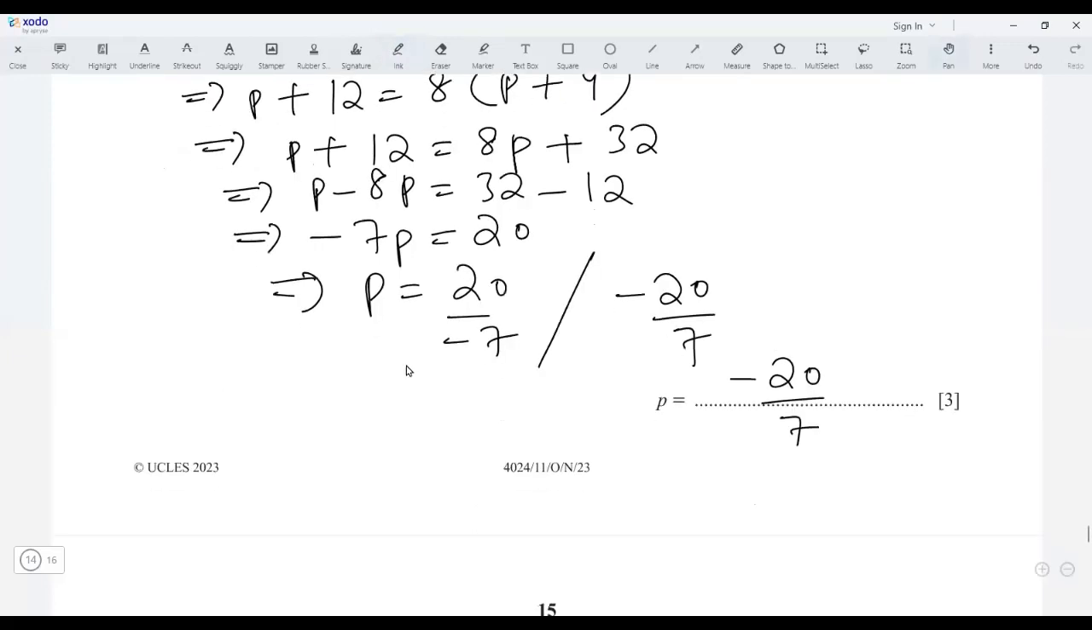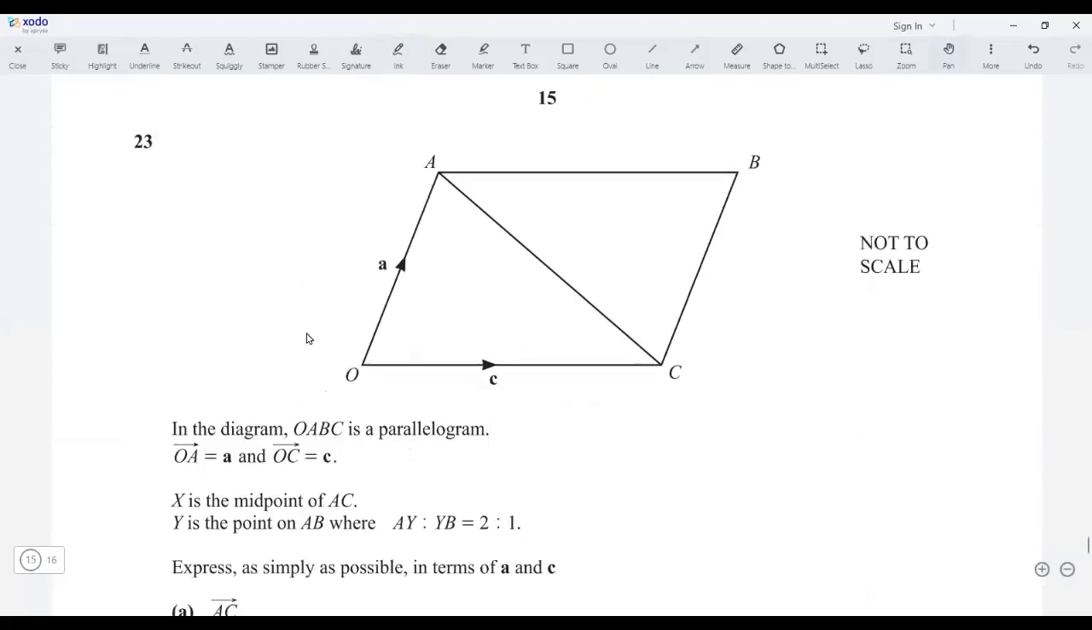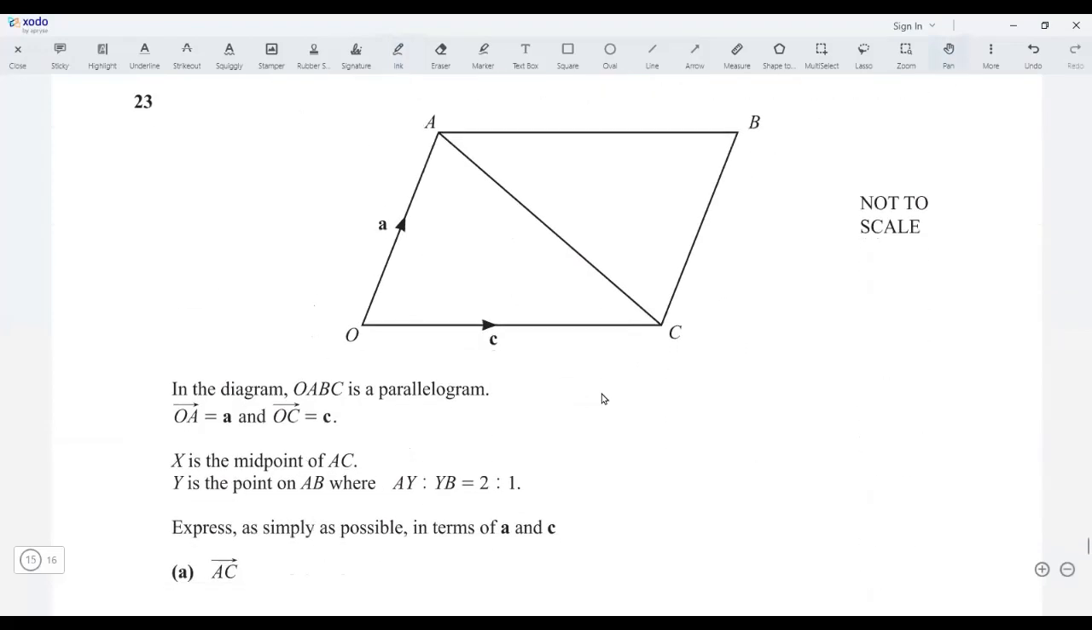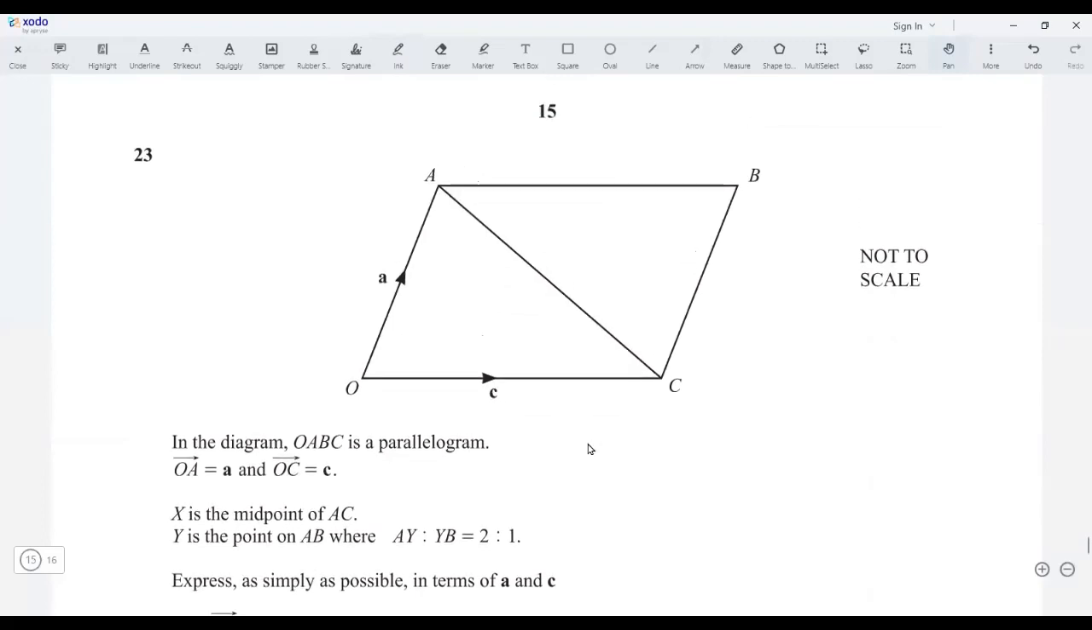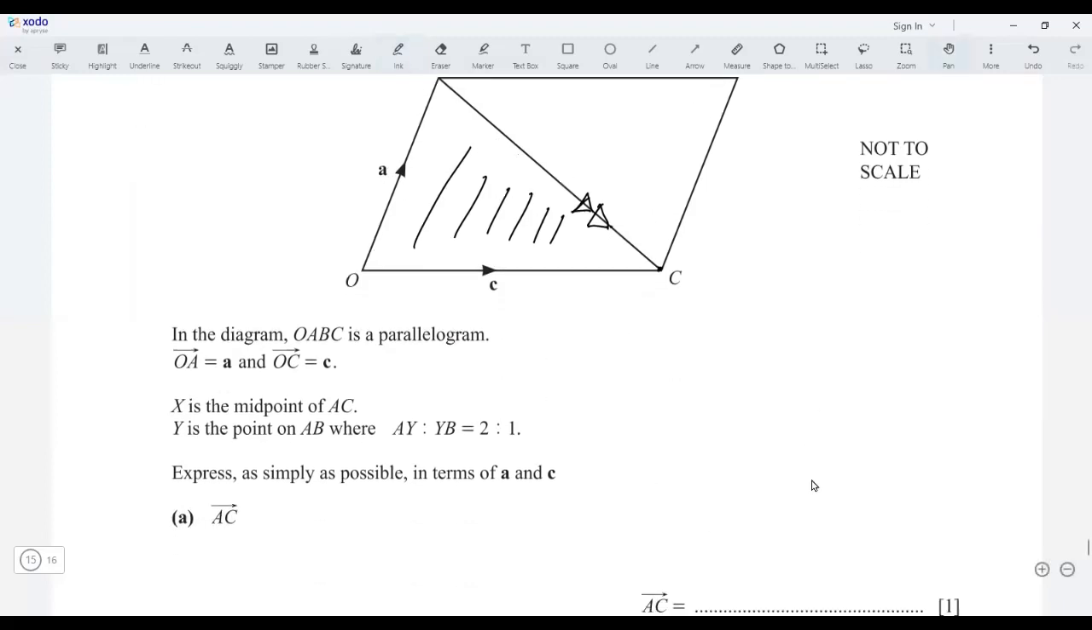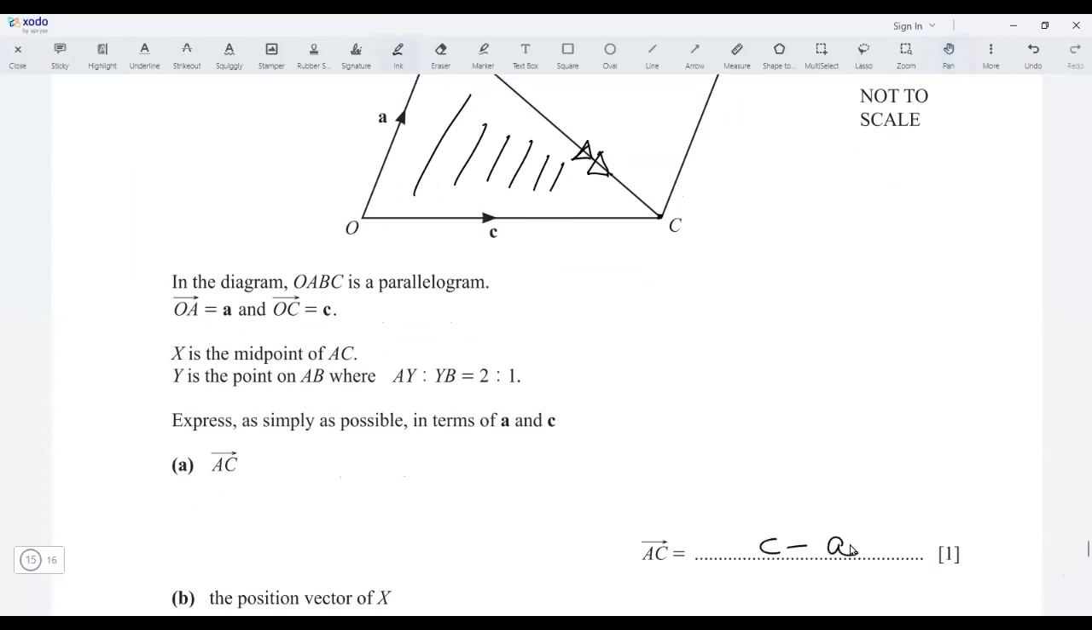So moving towards question 23. This is the vector question. What is being asked? AC. Which triangle does AC lie in? It is lying in the complete triangle. We can see that for AC, the head is towards C. It means that C is taken as positive because the heads are joining at C. And here we can see the tail and head are joining, so A must be taken as negative. In that case, we write C minus A directly.